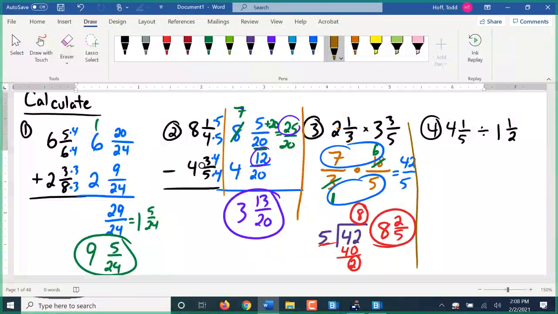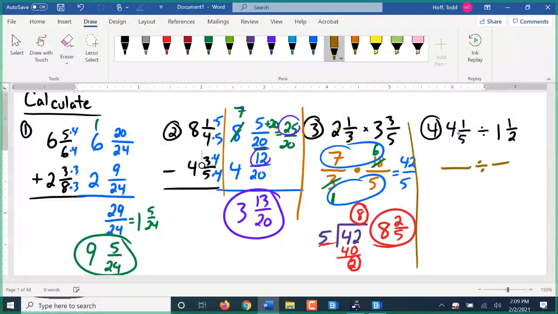For number 4, division. Remember, division follows the same rules as multiplication. We do not need the same name, so we don't need a common denominator. We're going to combine counts and then also combine names. But again, with mixed numbers, it gets kind of ugly. So we're going to turn them into improper fractions again.